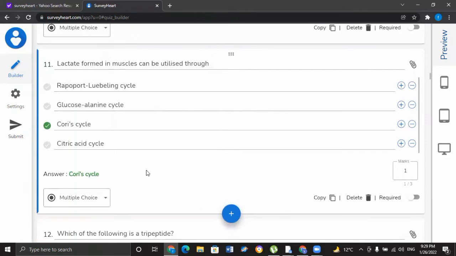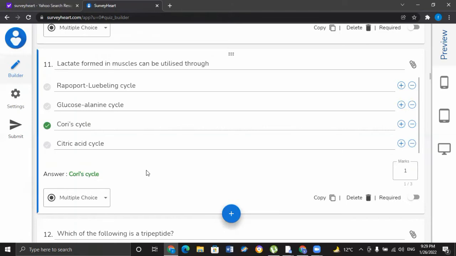Lactate formed in the muscle can be utilized through. So, first of all, what is the Rapoport-Luebering cycle? In biochemistry, the Luebering-Rapoport pathway is a metabolic pathway in mature erythrocytes that is involved in the formation of 2,3-bisphosphoglycerate, which regulates oxygen release from hemoglobin and delivers it to tissue. That is the Rapoport-Luebering cycle. The glucose-alanine cycle is also known as the Cahill cycle, or the alanine cycle.